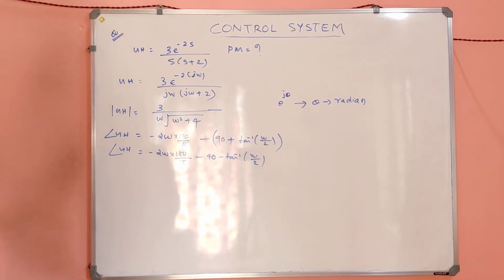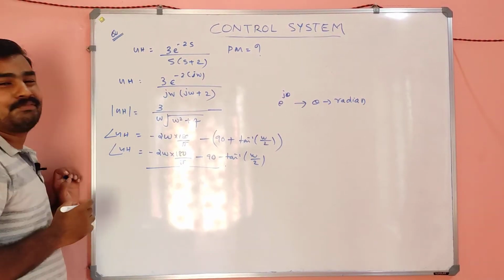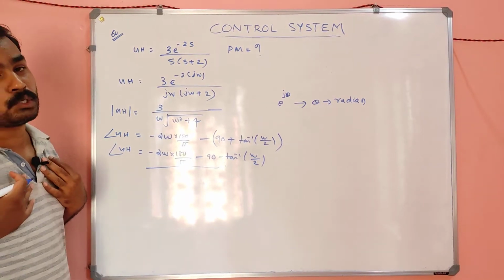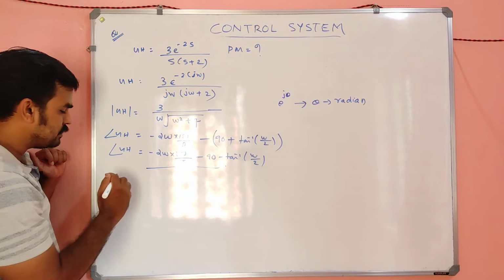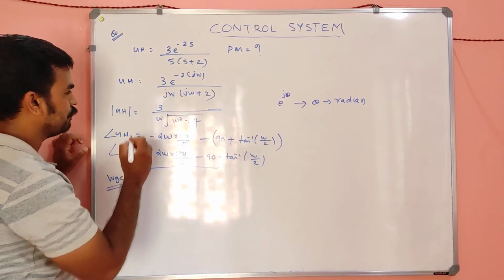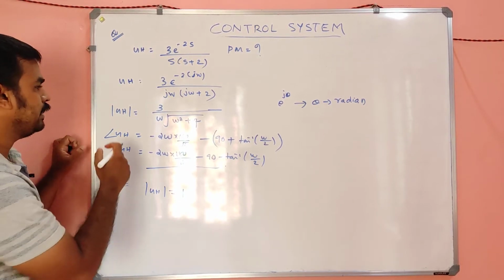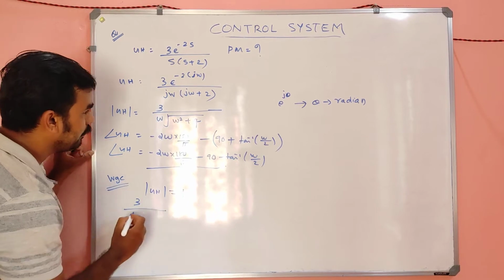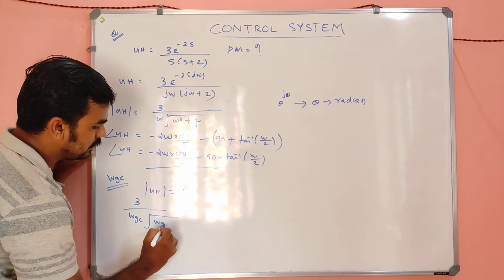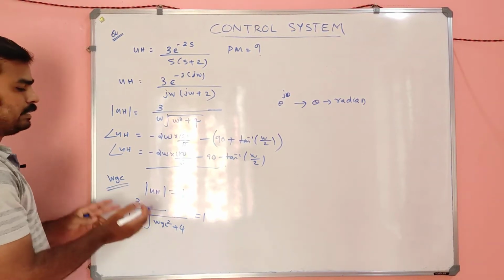Okay, is it clear? Finally we have to calculate the phase margin. For calculating the phase margin we need the gain crossover frequency. What is the gain crossover frequency? The frequency at which the magnitude of GH equals 1. That means 3 divided by omega GC root of omega GC square plus 4 equals 1. Then what is this omega GC?